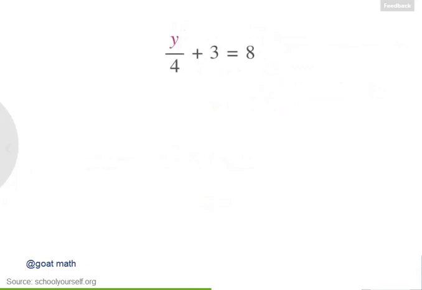Alright, now for a slightly tougher equation. y divided by 4 plus 3 equals 8. Again, try using a step-by-step method to simplify this equation until you get a y by itself on the left.